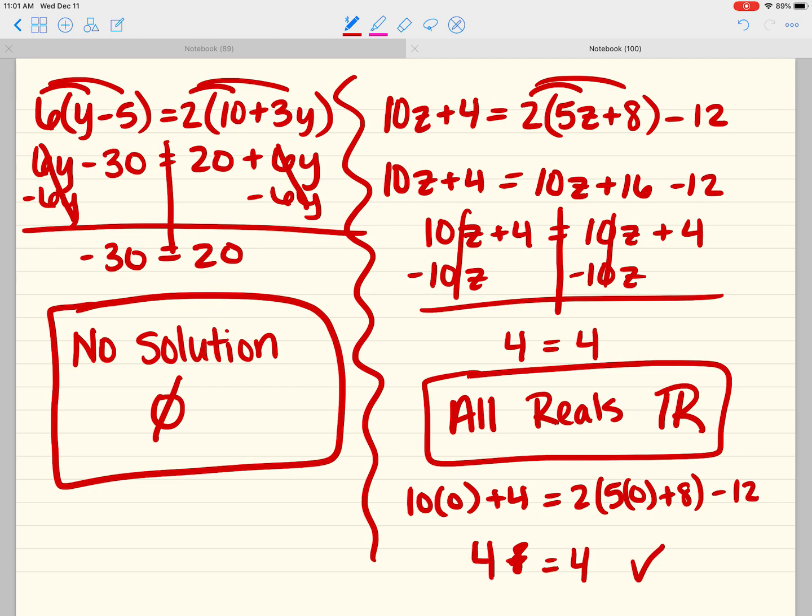If it's all reals, just pick a number and check it. Is it always going to be 4 equals 4 like that? No, because if you choose 1, 1 times 10 is 10, 10 plus 4 is 14. So that time you get 14 equals 14. But it is still going to work every time. Are you with me? Okay. Any questions on that part?